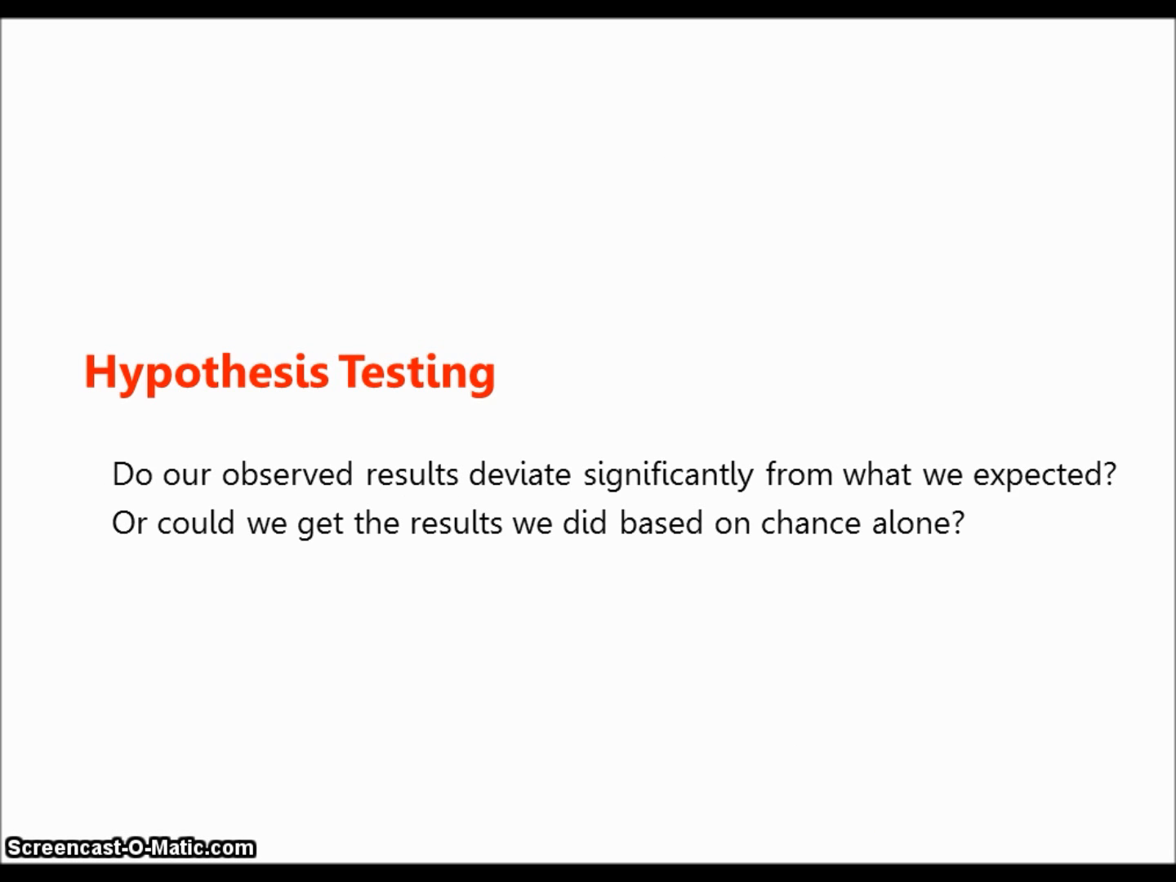So in order to determine that, we use hypothesis testing. This is an approach to science using the scientific method that allows us to test hypotheses and to determine if our observed results deviate significantly from what we expect. And it places it within the context that alternatively, so we have a hypothesis and then we have an alternative that says, an alternative possibility is that we could have gotten the results that we observed strictly based on chance alone.